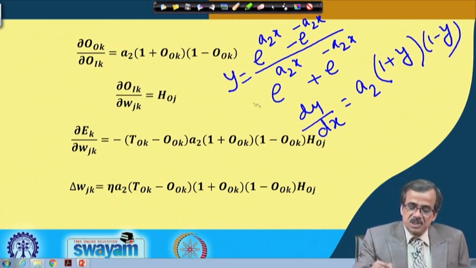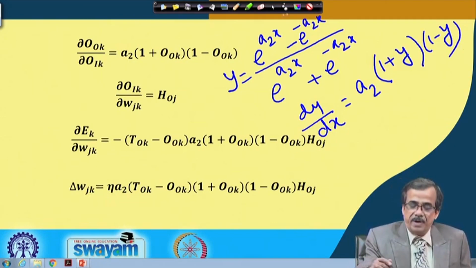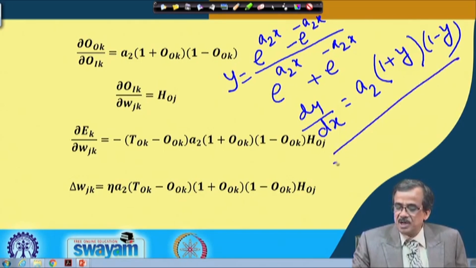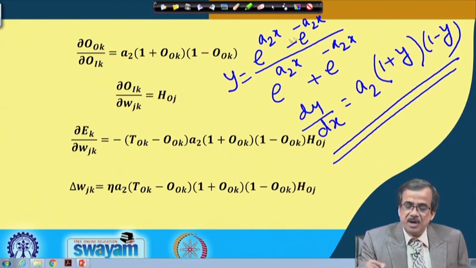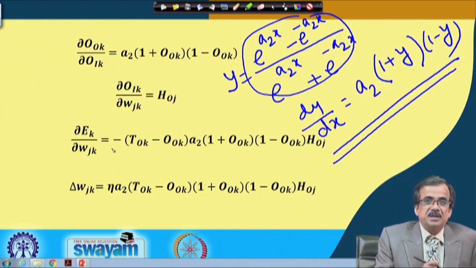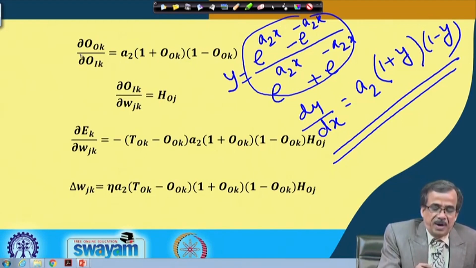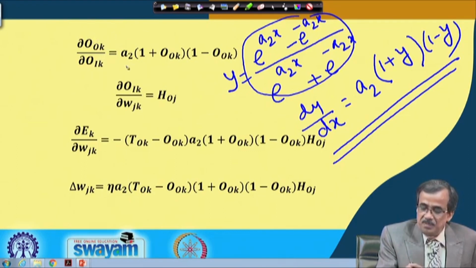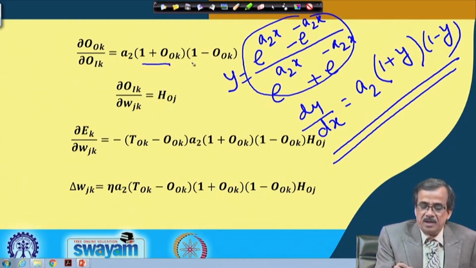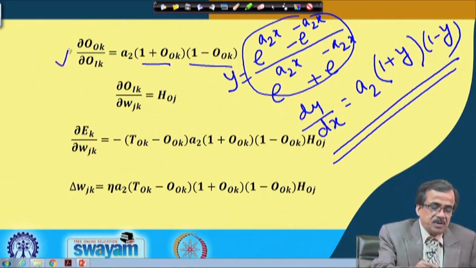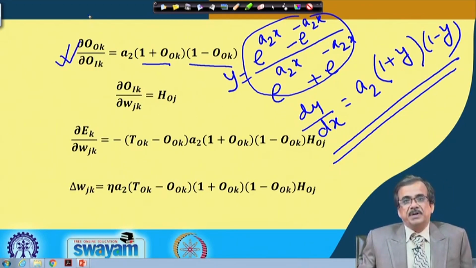So, we can find this derivative, and all of us know how to find the derivative with respect to x. If you simplify, you will get this expression where y is nothing but this particular expression. The same thing we have copied here to find the partial derivative of O_Ok with respect to O_Ik, which is nothing but a2 multiplied by (1 plus O_Ok) multiplied by (1 minus O_Ok). So, very easily you can find this partial derivative.